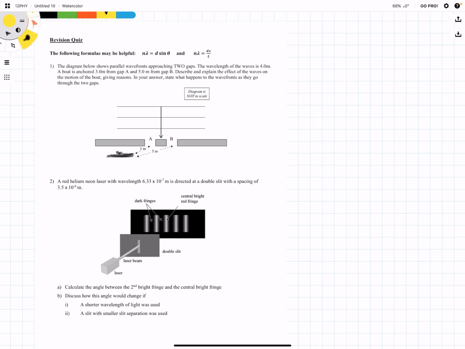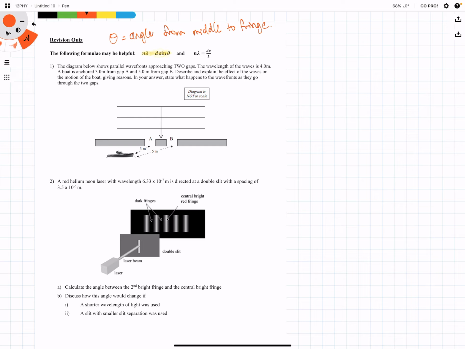N lambda equals d sine theta. That's this one here. This is quite new to us, and that's okay. All it is, sine theta, where theta is the angle from the center line to the fringe that you're interested in. Theta equals angle from middle to fringe, whichever fringe that you're interested in. But we don't need that for the first question, so we'll not worry about that for now.